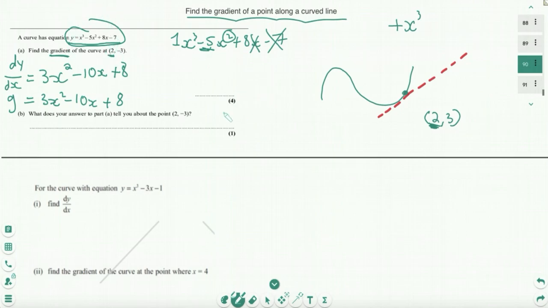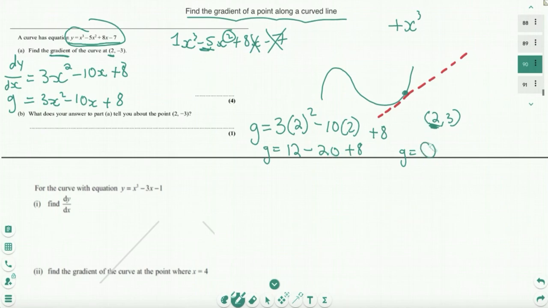So all you have to do, guys, is replace all the x values with 2. So the gradient is equal to 3 times 2 squared minus 10 times 2 plus 8. Gradient is equal to, let's go ahead and solve this. 2 squared is 4 times 3 is 12 minus 10 times 2 is 20 plus 8. 12 minus 20 is -8 plus 8 is 0. So the gradient at 2, -3 is 0.